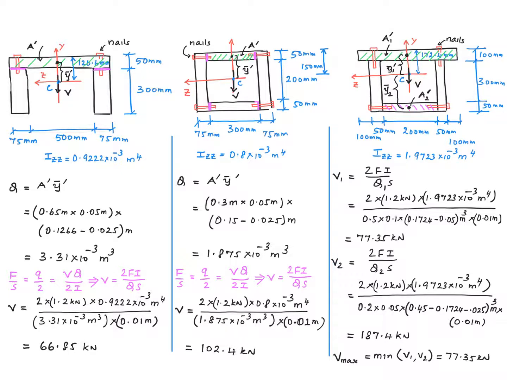So if I don't want the nails to fail anywhere, the maximum shear force should not exceed the minimum of these two values. So the maximum shear force that can be applied, therefore, on this section is 77.35 kilonewton.